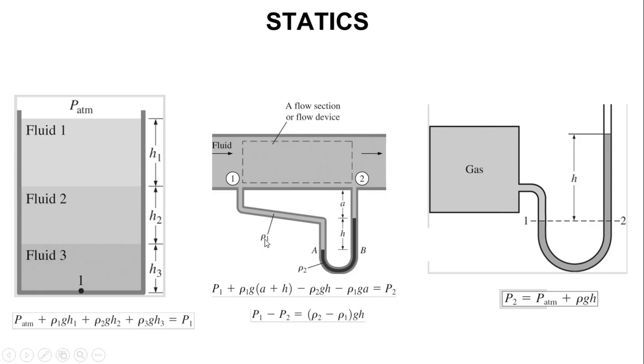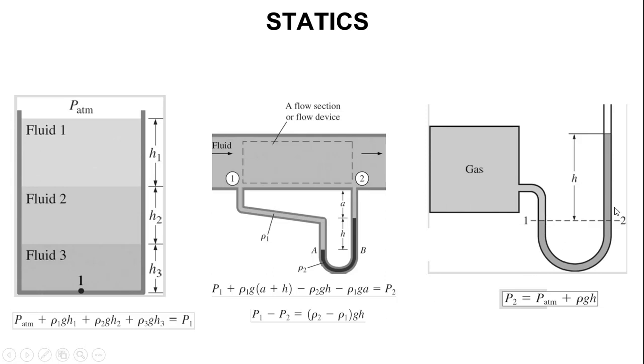When it comes to this point, we need to find where pressures are equal. P at A is equal to P at B. Then in this case, if you want to find the pressure difference between P1 and P2, we equate them in this manner. Then P1 minus P2, substituting the formula, gives (rho 2 minus rho 1) g H.